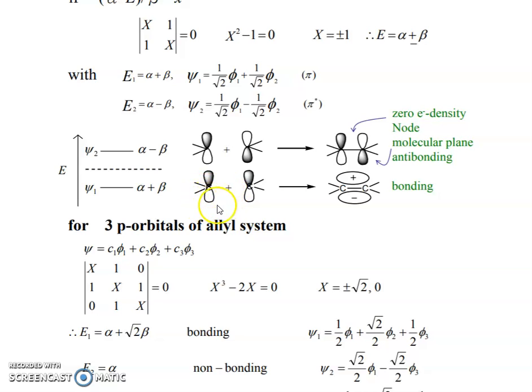You have this psi 1, which is the pi, and psi 2, the pi star. You know the pi star energy is greater than pi. So this is the bonding orbital. And here you can see this is the anti-bonding orbital, with zero electron density at the node in the molecular plane.